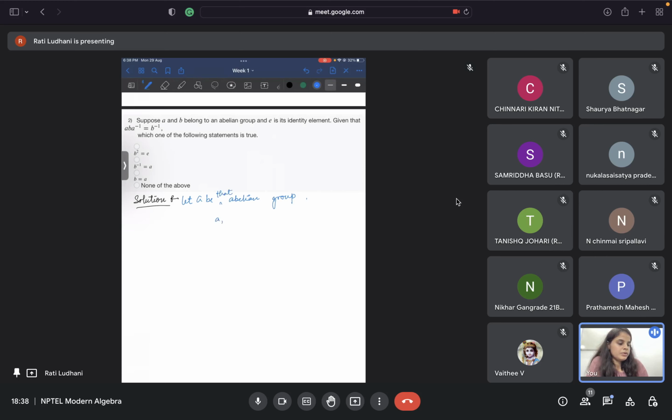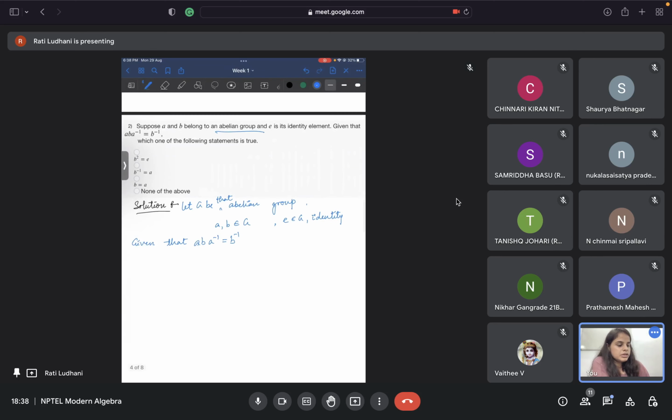Okay. Now A and B belong to G. It is given that E is the identity. Now what is given? It is given that A inverse is equal to B inverse. So this is given. Okay, this is an abelian group. That is important. Just look for what exactly it is given. Okay, again, can you tell me what can we do here?